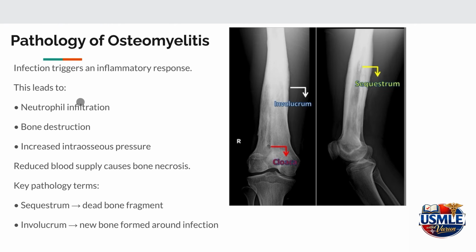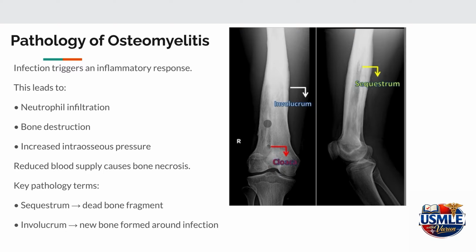The pathology of osteomyelitis involves intense inflammation within the bone tissue. So, when bacteria infect the bone, neutrophils and other inflammatory cells accumulate at the infection site, and this leads to increased pressure within the bone and reduced blood supply. As a result, parts of the bone may die and become necrotic. So, two important pathological terms are often tested in exams. The first is sequestrum, which refers to a fragment of dead bone that has become separated from the surrounding living bone.